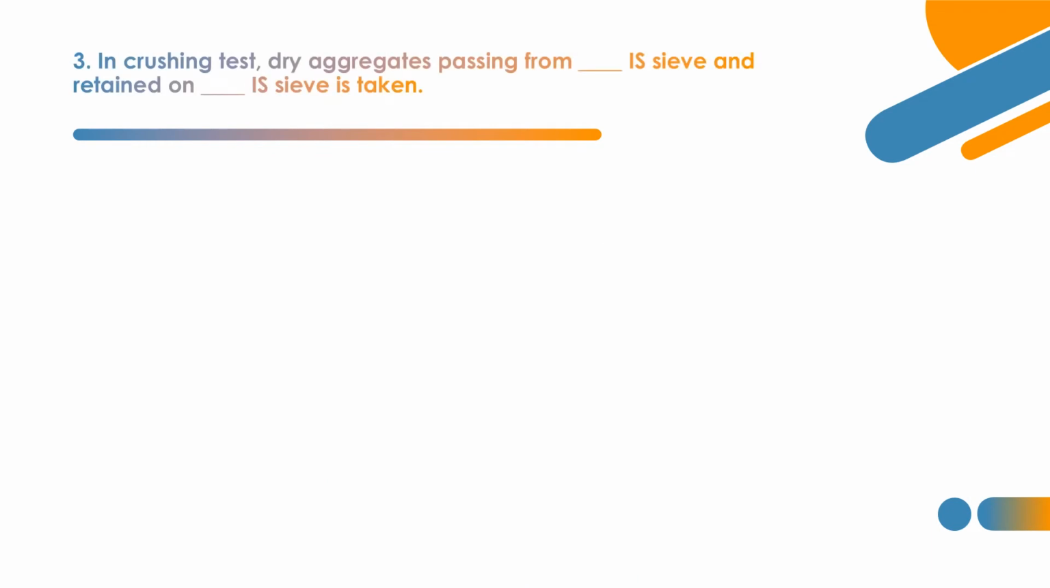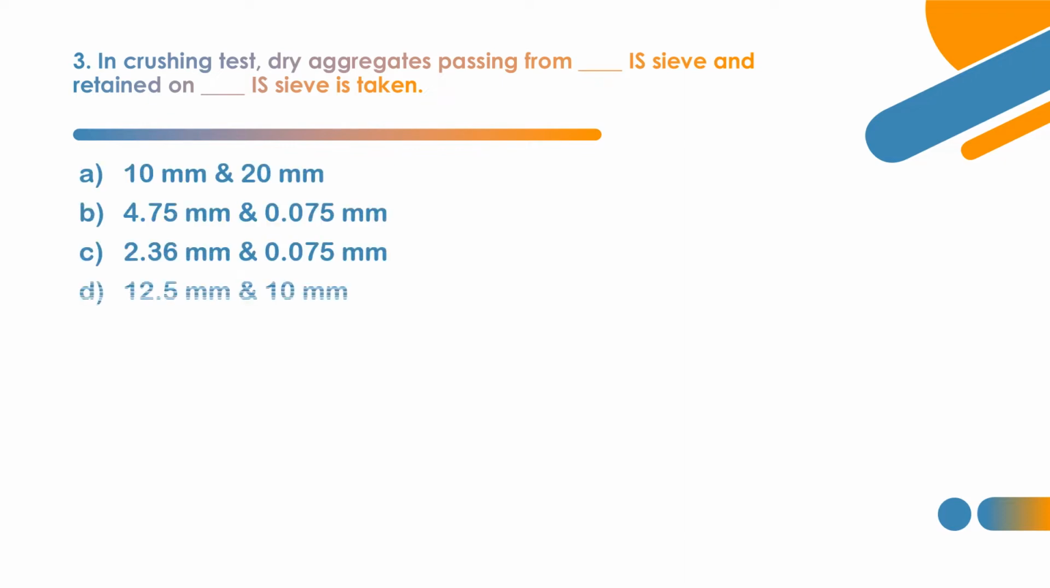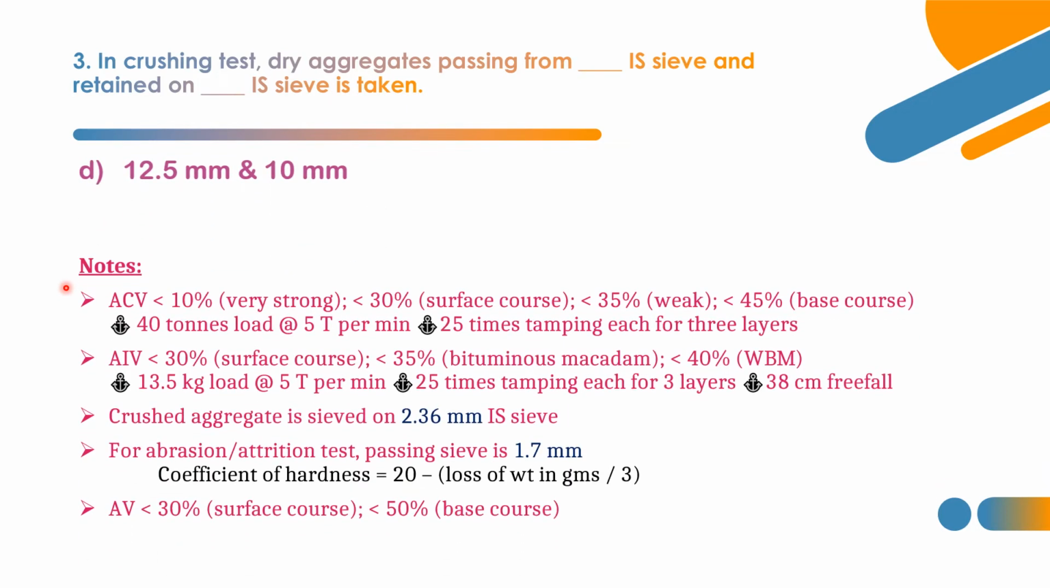This question deals with the aggregate test. So here in crushing test, dry aggregates passing from which IS sieve and retained on which IS sieve has to be taken as a sample of dry aggregates. Here the answer is option D, 12.5 mm passing, 10 mm retained. This is the standard IS sieve and standard specification for crushing test as well as impact value test.